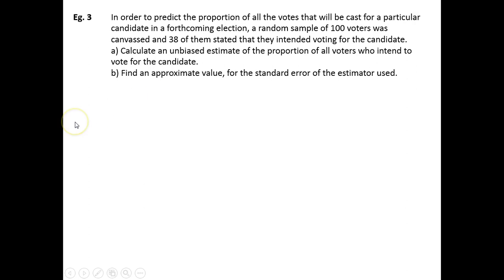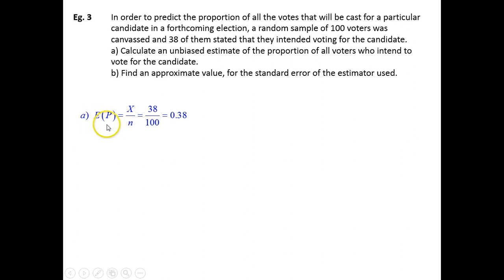Example 3. In order to predict the proportion of all votes that will be cast for a particular candidate in a forthcoming election, a random sample of 100 votes was canvassed, and 38 of them stated that they intended voting for the candidate. Calculate an unbiased estimate for the proportion of all voters who intend to vote for the candidate. Then find an approximate value for the standard error of the estimator used.